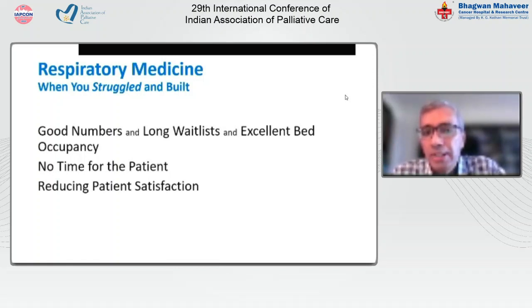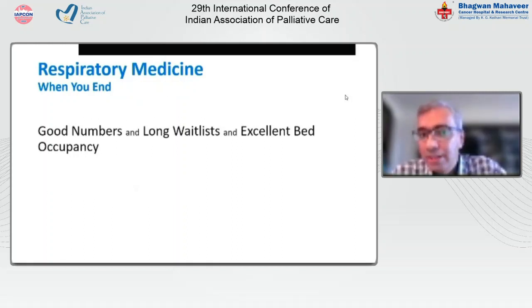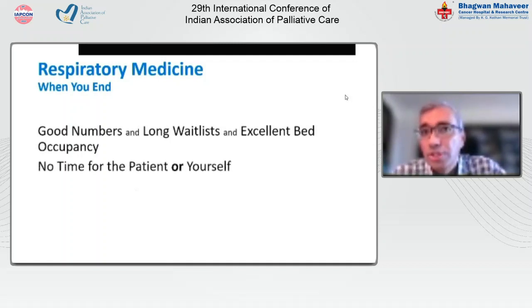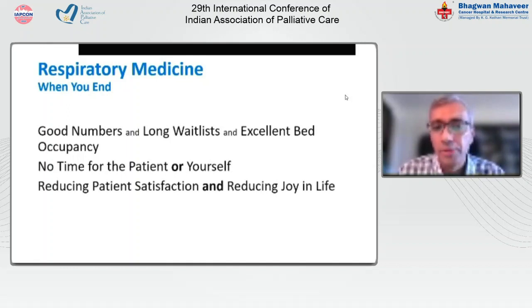And the latter 2 points are important because it's something that you don't realize, because when you're focusing on line 1, the focus on line 2 and line 3 gets brushed aside. And when you end, you have good numbers, you have long wait lists, excellent bed occupancy, but not just no time for the patient, you have no time for yourself as well. And that's how I've seen the trajectory of a lot of, in inverted commas, successful respiratory physicians. Reduced patient satisfaction is one thing, and reduced joy in life is another thing. And so we have to focus on both these issues moving forward.